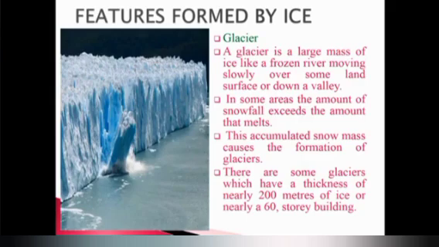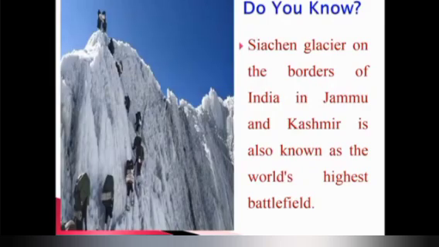There are some glaciers which have a thickness of nearly 200 meters of ice, or nearly a 60-story building. So students, here we can see the picture of glacier. Students, do you know Siachen Glacier on the borders of India in Jammu and Kashmir is also known as the world's highest battlefield? Here we can see the picture of Siachen Glacier.